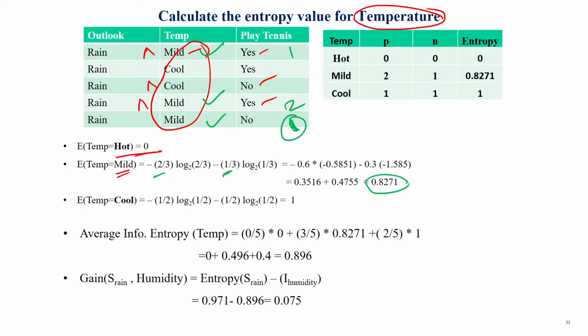We calculate the entropy, 0.8271. Here it is given clearly. And when temperature is cool, one positive sample and one negative sample, entropy is 1. So the average entropy of temperature is 0.896. Information gain by temperature is 0.075 when outlook is rainy.